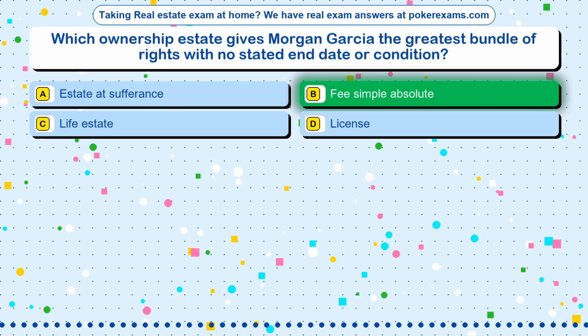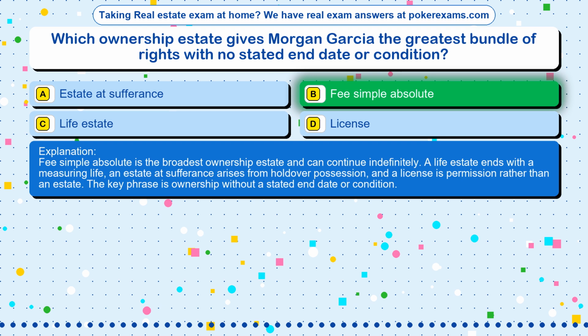The correct answer is option B. Fee simple absolute. Fee simple absolute is the broadest ownership estate and can continue indefinitely. A life estate ends with a measuring life. An estate at sufferance arises from holdover possession, and a license is permission rather than an estate. The key phrase is ownership without a stated end date or condition.